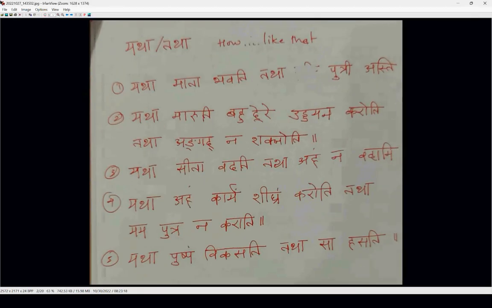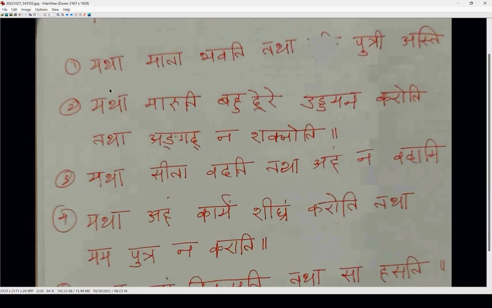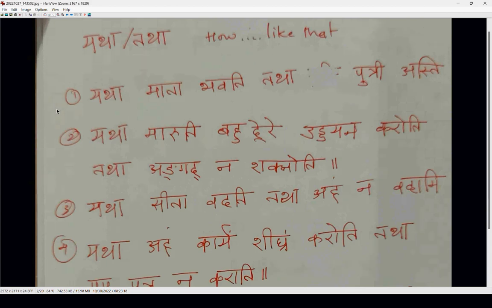Where are the other ones? यथा तथा. यथा माता भवति तथा, what is this middle one? पुत्री अस्ति. यथा माता भवति तथा पुत्री अस्ति. So you are trying to say yatha raja tatha praja, like that. I think in Tamil there's a proverb like how the daughter is similar to the mom. Yeah, so relate to it.